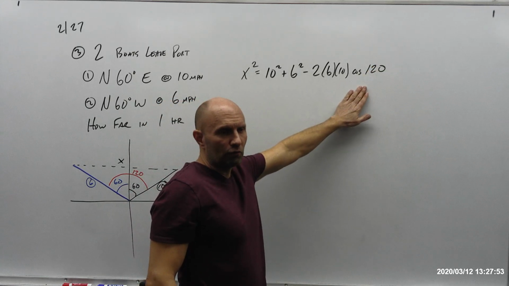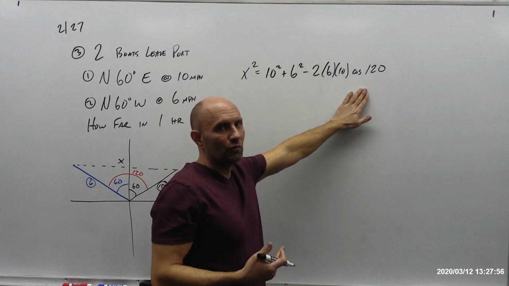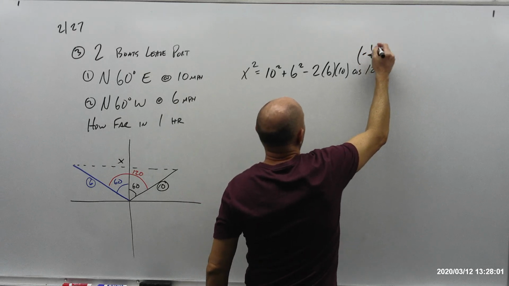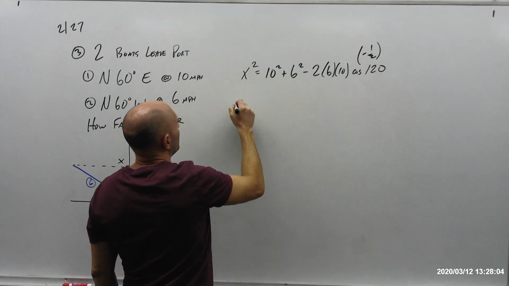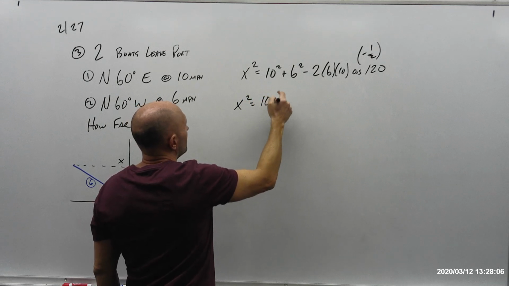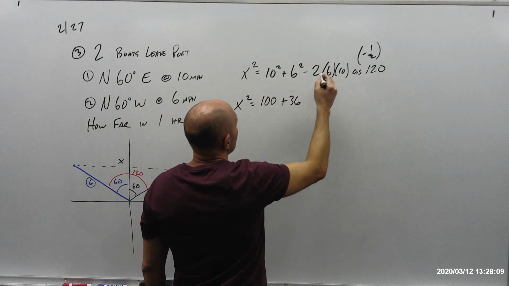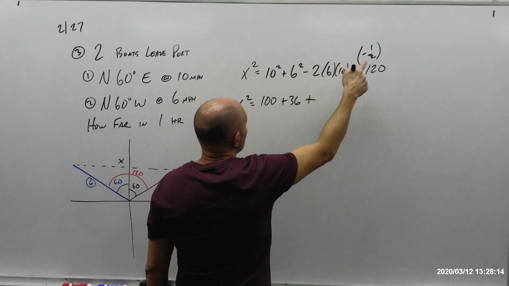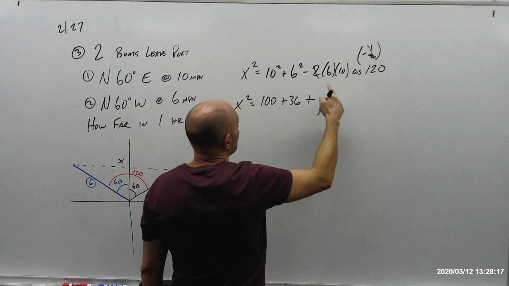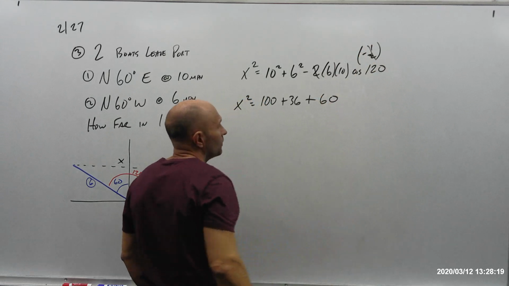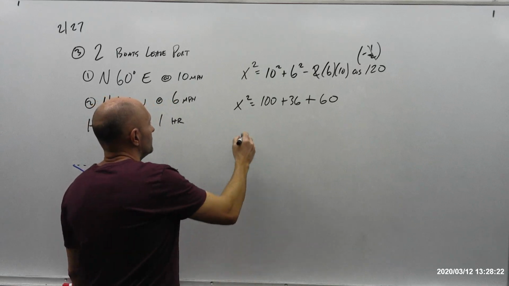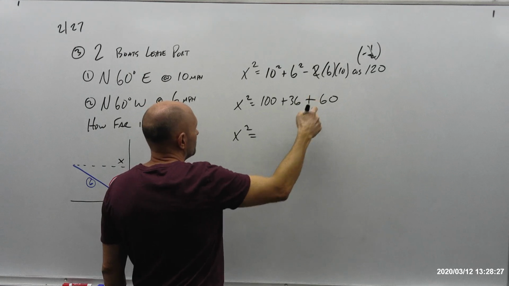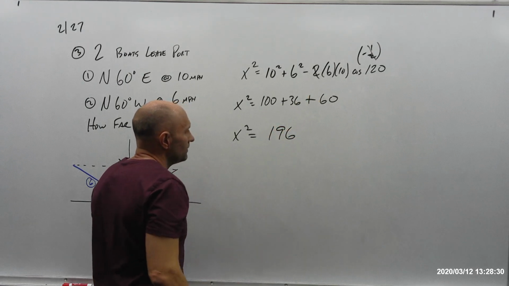So cosine of 120 is what? 120 is in quadrant 2. It's going to have to be negative. Cosine of 120 is negative 1/2. So if I simplify this, I have x squared is 100 plus 36. Negative times negative, so I'm going to be adding something here. 2 times 1/2, so those cancel out. So I just have 6 times 10, which is 60. So x squared is 100 plus 36, that's 136 plus 60 is 196.